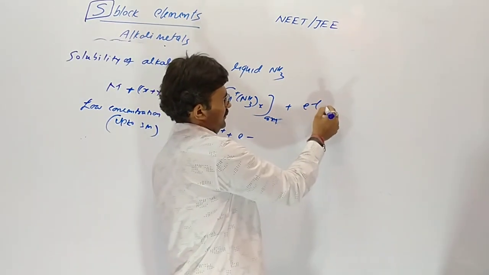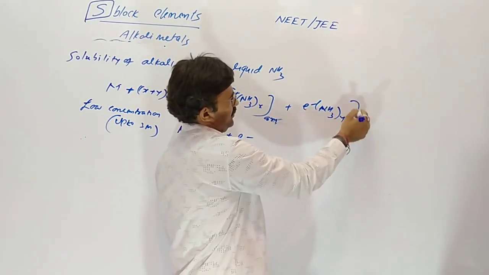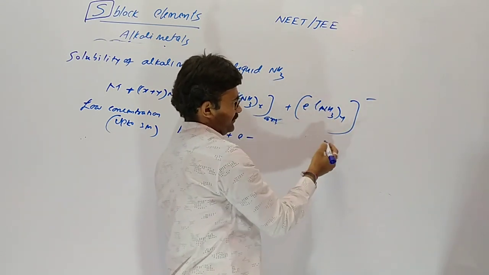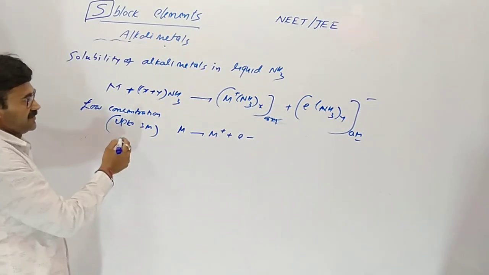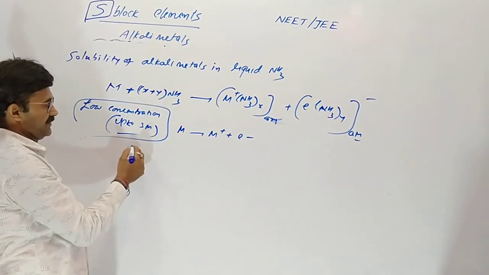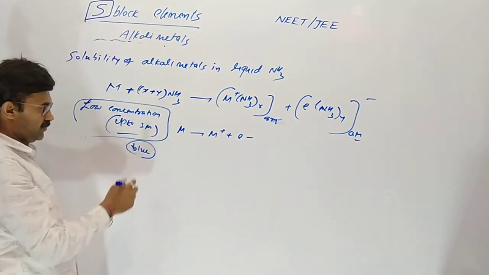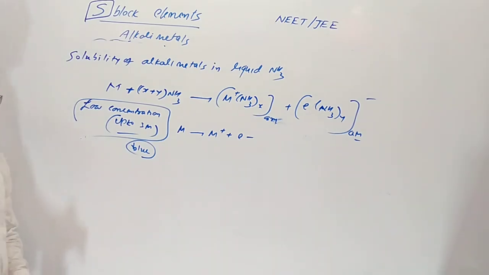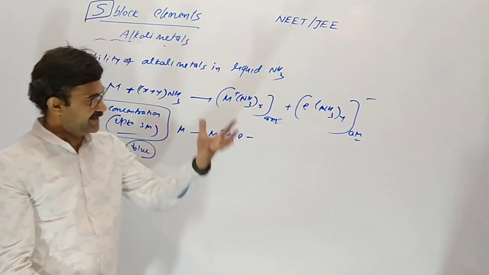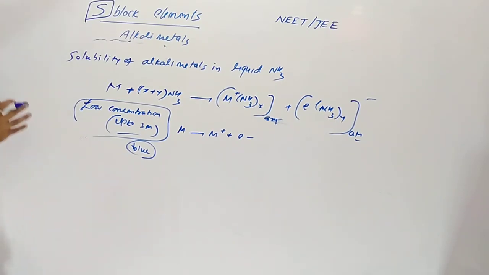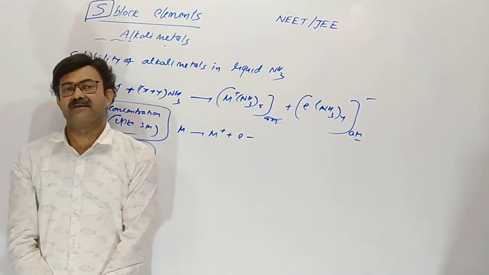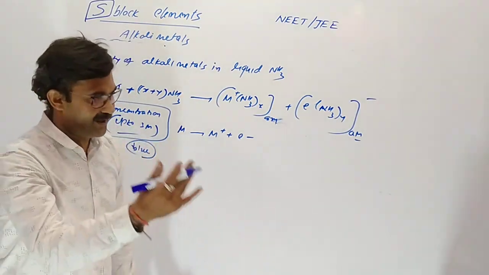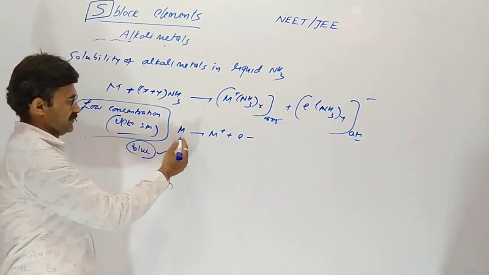Now the electron is surrounded by ammonia molecules, forming ammoniated electrons, and at low concentration it appears blue. Due to free electrons, it gains heat from the sunlight. An unpaired electron becomes excited and releases the gained energy in the region of visible light, so it appears blue.